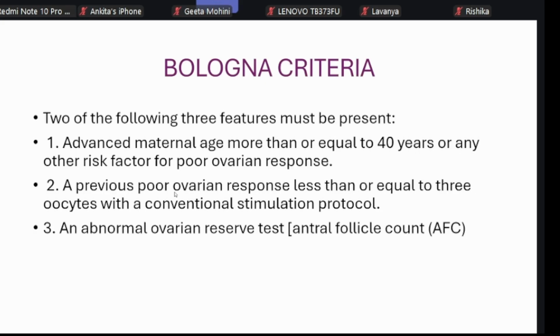So this is Bologna criteria, especially for poor reserve cases. What it includes is advanced maternal age, more than 40 years, and previously a poor ovarian response to stimulation with a conventional normal stimulation protocol, or an abnormal ovarian reserve test, that is AFC or AMH less than 1.4. They can be included in the poor responder group.